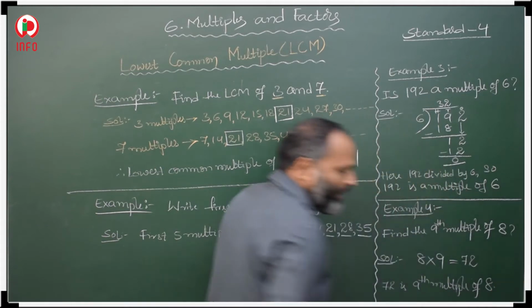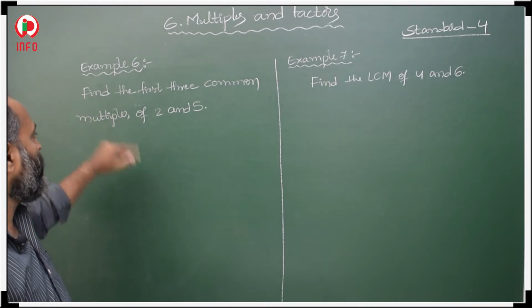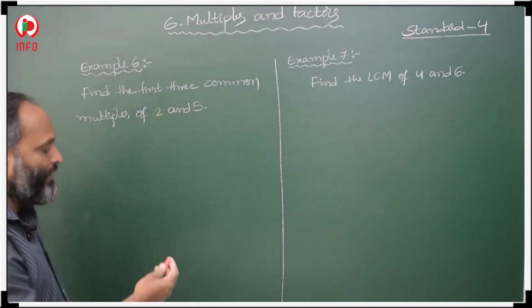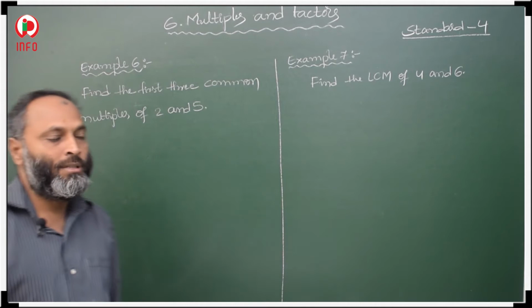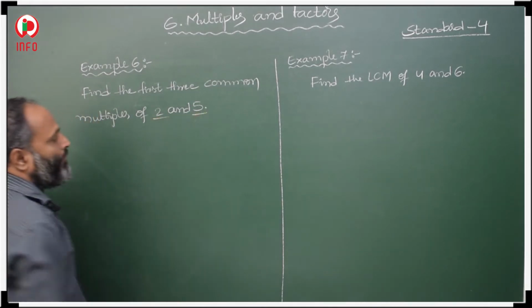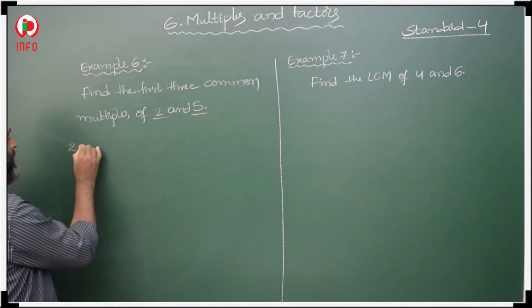Okay. Next, example 6: find the first 3 common multiples of 2 and 5. First we have to write the multiples of the given numbers. So what are the numbers? 2 and 5 are given. First write the multiples of 2.